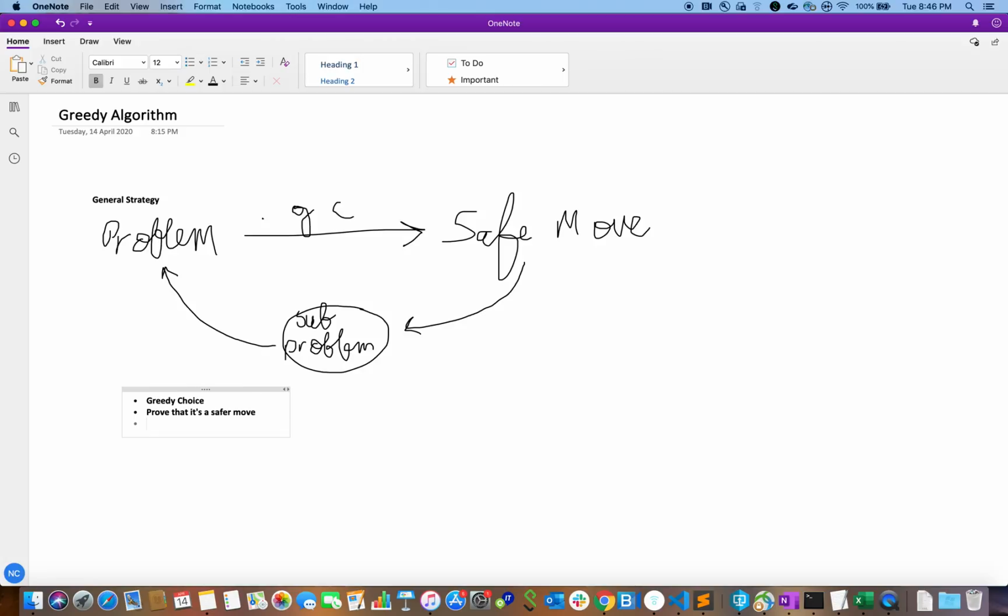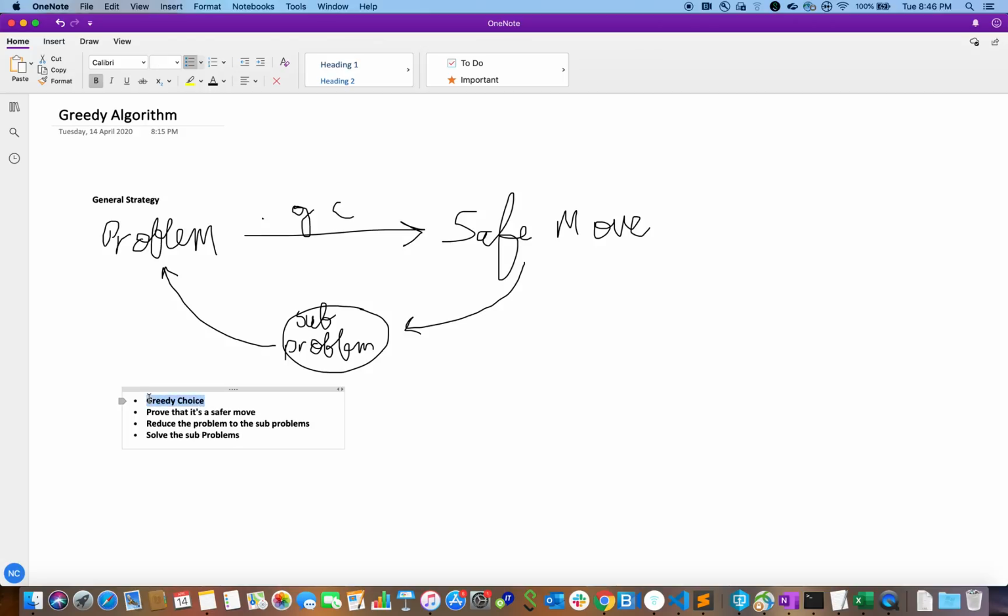And after the safer move, we need to reduce the problem given to us into subproblems. And lastly, we need to solve the subproblems. By solving these subproblems, we get the aggregated values of all the subproblems, which ultimately results in the solution of the original problem. So let me explain each of these a bit.